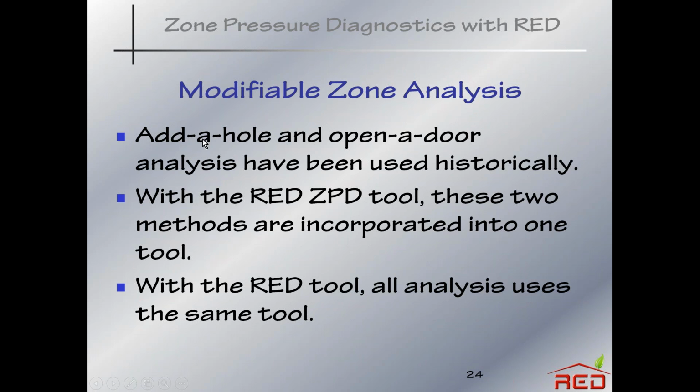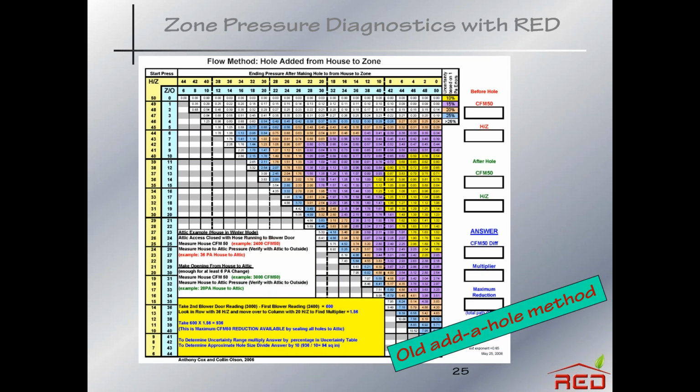So in the past, there's been an add a hole method and an open a door method. With the RED tool, those are combined. The RED tool is very easy to use, but it's very powerful and quite accurate. This is a tool that has been around for quite some time. This was put together by Anthony Cox and Colin Olson. I've always liked it because of the colors. The colors have to do with uncertainty. We'll talk about uncertainty a bit with the RED tool as we get there.